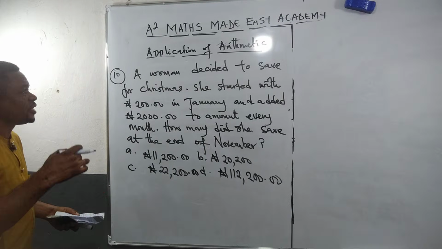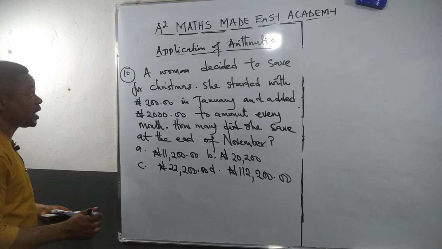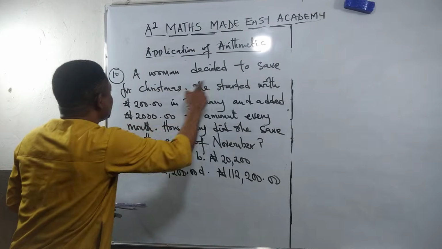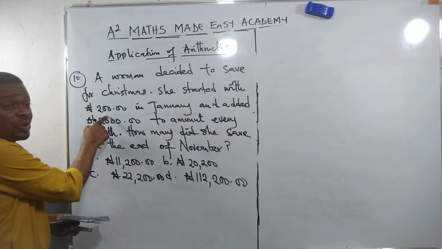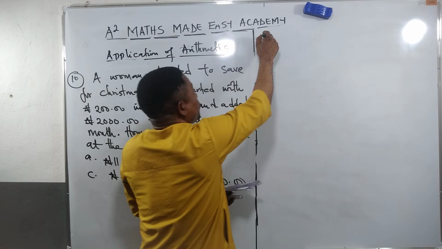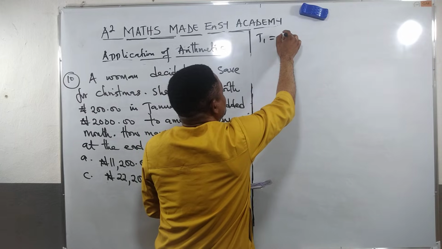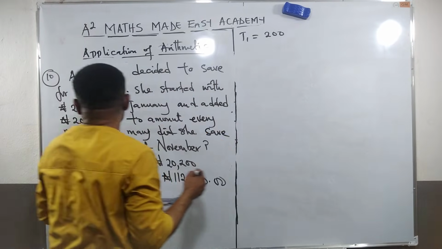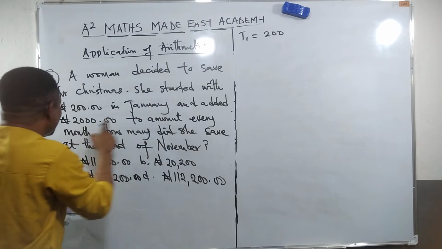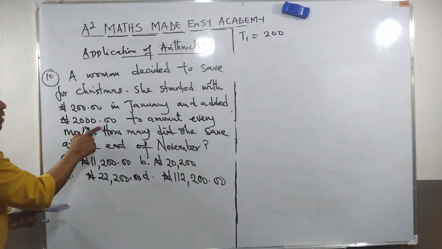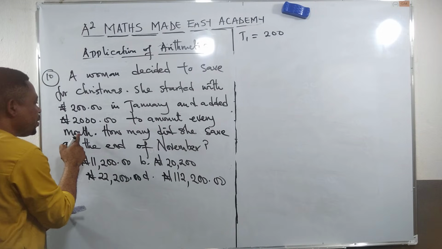Now I want us to look at the question one after the other. Are you ready? Now let's start. A woman decided to save for Christmas. She started with 200 naira, which means the value of T1 is 200 naira. And in January, she added 2,000 naira to the amount every month.